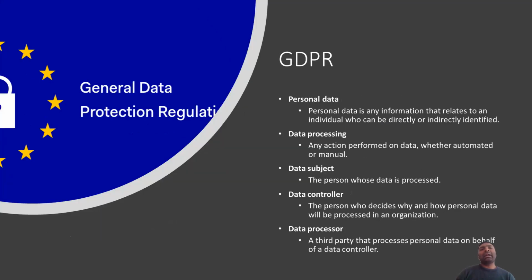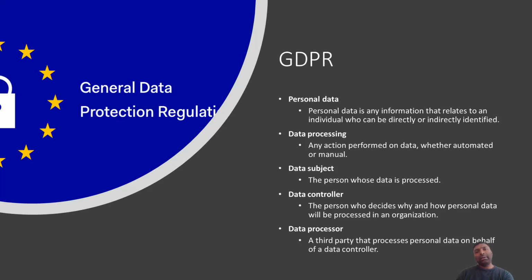In GDPR, there are some concepts that we need to understand. The first one is personal data. What is personal data? Personal data is any information that relates to an individual who can be directly or indirectly identified. For example, social security numbers, or even cookies could be personal data if they could be used to identify an individual. Then the concept of data processing. Data processing means any action performed on the data, whether manual or automated. And data subject means the citizens, the person whose data is processed.